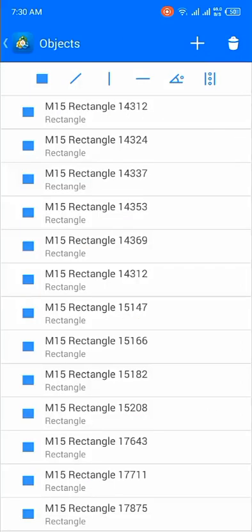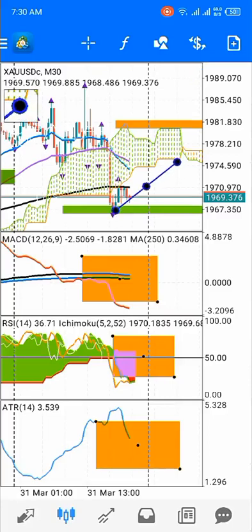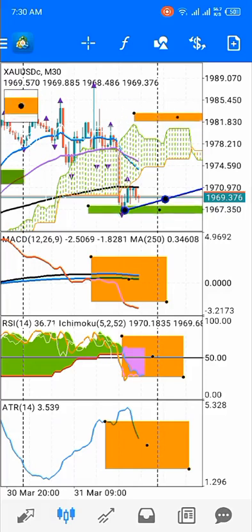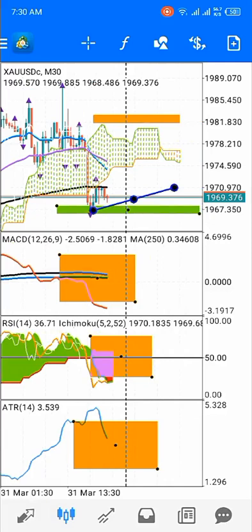So when the market opens, price is expected to drop further, and as price drops, the stop loss will be moved in accordance with the distance between the stop loss and the trade entry.